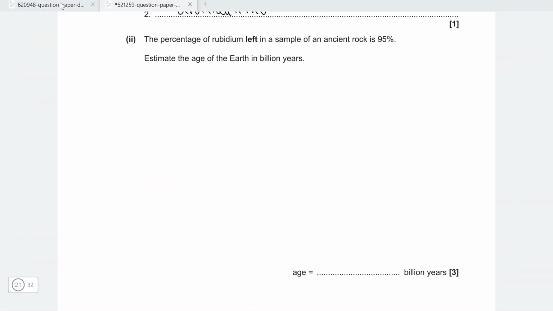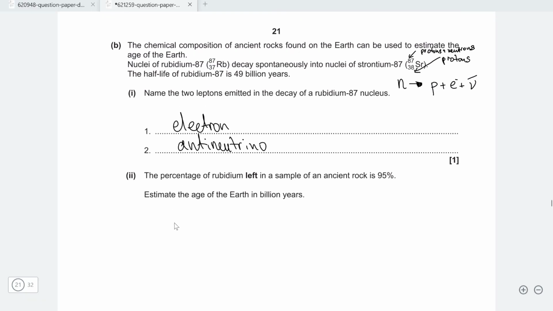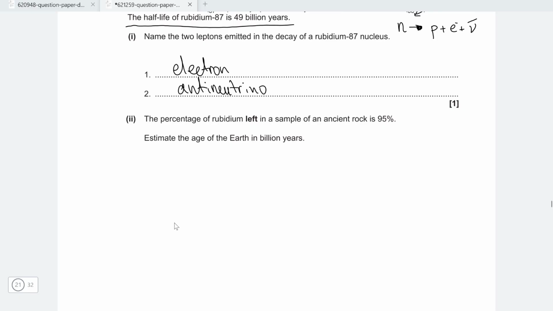Part 2, the percentage of rubidium left in a sample of an ancient rock is 95%. Estimate the age of the Earth in billions of years. Okay, remember, if we are given the half-life, then we immediately know the decay constant. And just up here in the question, we are actually given the half-life. I'm going to be working in billions of years as long as I'm consistent, because in this case, they're asking me to give the age of the Earth in billions of years, so I'm safe to do so.